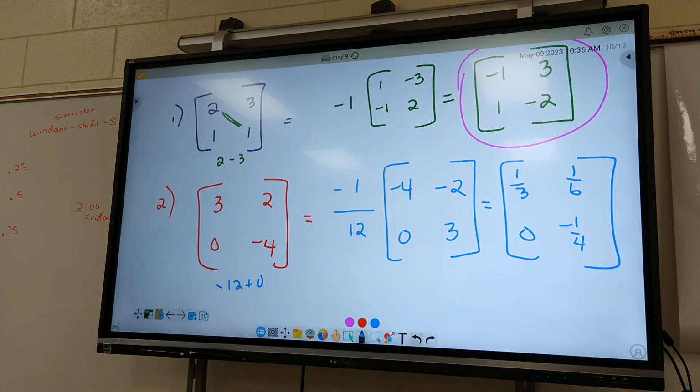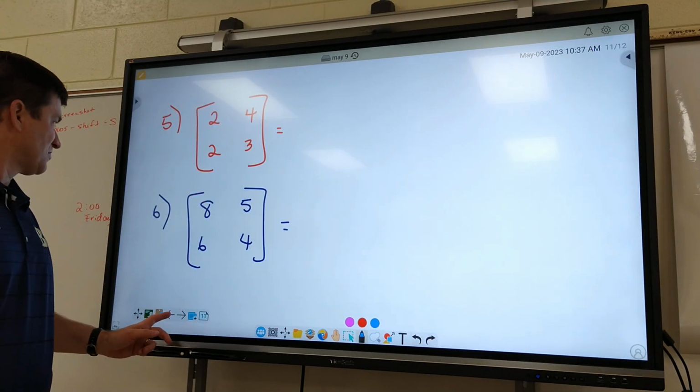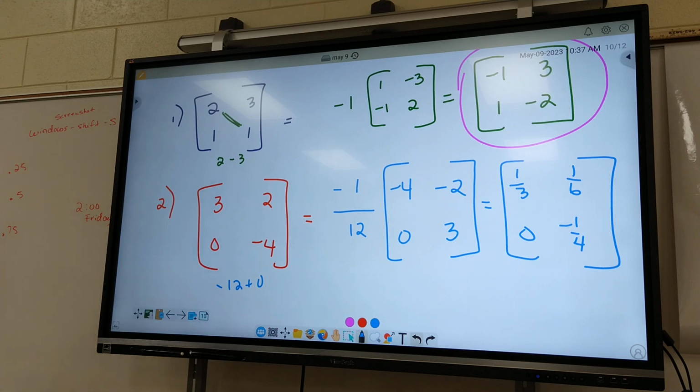All right, so that is how you find the inverse. You got 3 or 4 of those on the test. All right, question before we go to 3. For some reason I skipped 3. Why can't you do 3? It's not a square, so the inverse does not exist. All right, let's try 4.